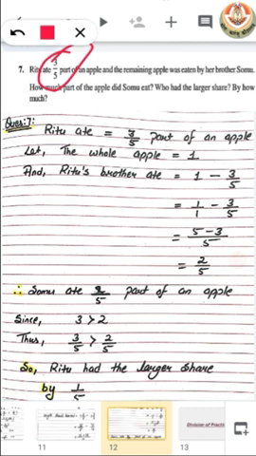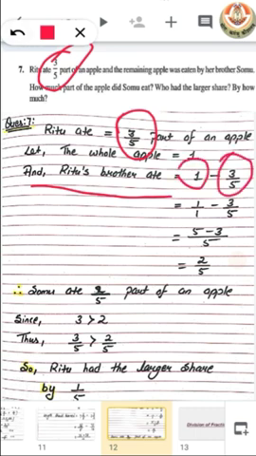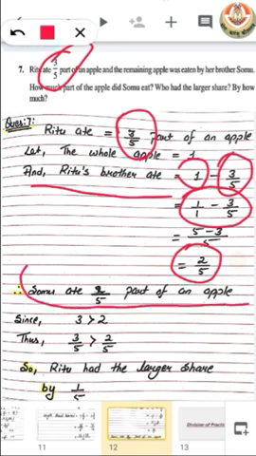So we know that whole is always taken as 1. And we know that Ritu ate 3 by 5 part. That means her brother ate 1 minus 3 by 5. 1 means whole minus 3 by 5. 3 by 5 is eaten by Ritu. So when we subtract them, we get answer 2 by 5. So we can say that Somu ate 2 by 5 part of an apple.